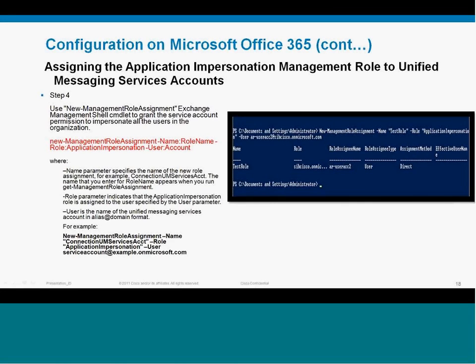Connection service account. The name that you enter for the role name appears when you run Get-ManagementRoleAssignment. The Role parameter indicates that the Application Impersonation role is assigned to the user specified by the User parameter. User is the name of the Unified Messaging Services account in alias@domain format. For example, in the highlighted font.